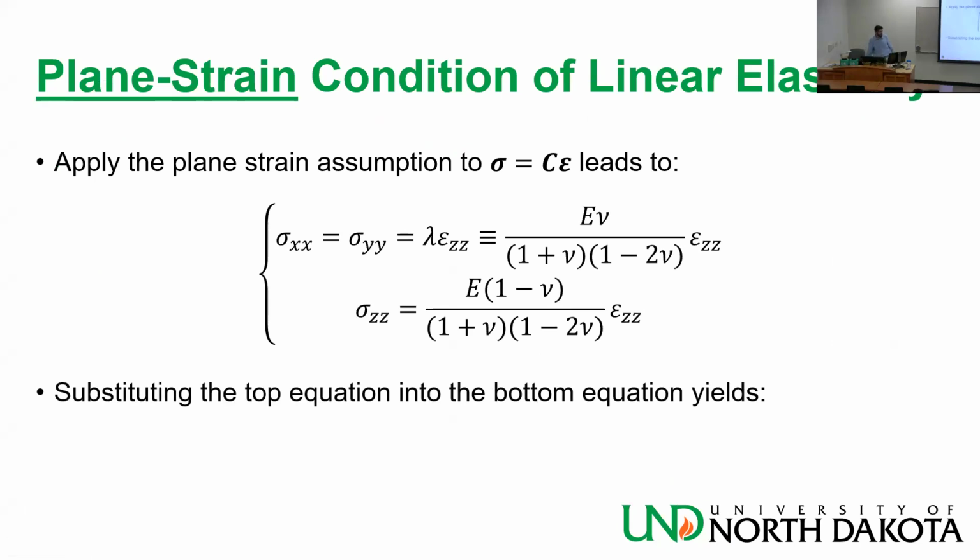Okay, so now I know these equations. How about I rearrange to solve for epsilon zz, and then I plug it in here. So I get an epsilon zz in terms of, it's basically something like 1 plus ni times 1 minus 2 ni times sigma xx or sigma yy, same thing.